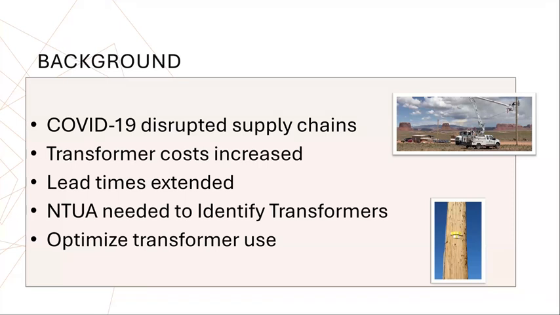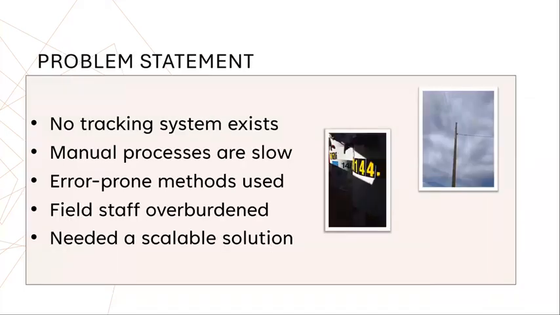Also, NTUA needed to identify transformers. So we needed to identify idle transformers in the field to optimize how to use transformers that we have. And we refer to it as hanging inventory because it's in the field and it's just hanging out there. So the issue was there was no way to officially track this existing transformer system. How do we track, process, and find out where the transformers are essentially?